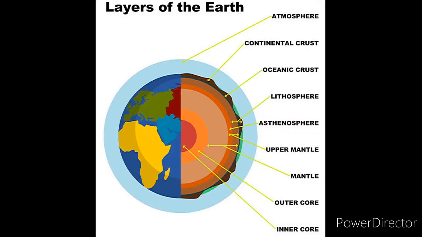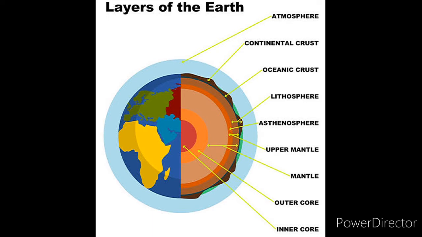Today, we are going to revise our second chapter of geography, that is, Inside Our Earth. In the previous class, we have already discussed the layers of the earth, in which we came to know about different layers which are present inside our earth, that is, the crust, mantle, and core.